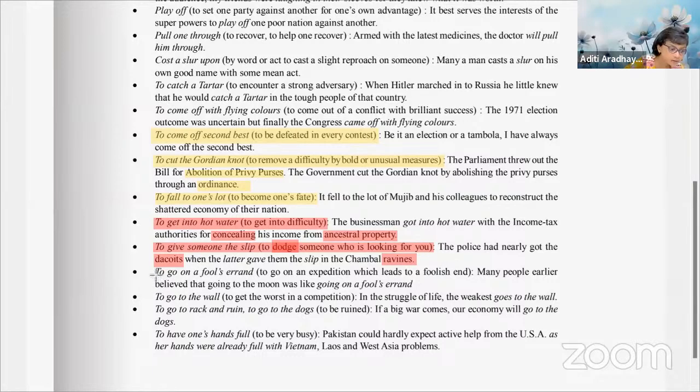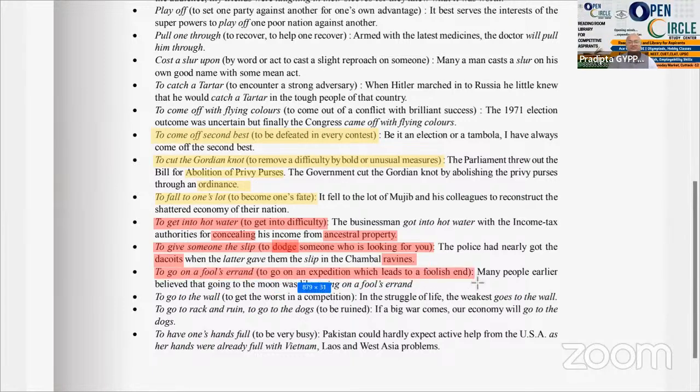Next one. Go on a fool's errand: to go on an expedition which leads to a foolish end. Expedition मतलब journey. A journey with a purpose. Journey to get something. So fool's errand. Errand, it happens with many people.